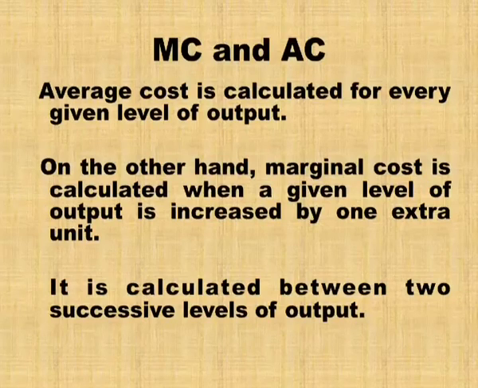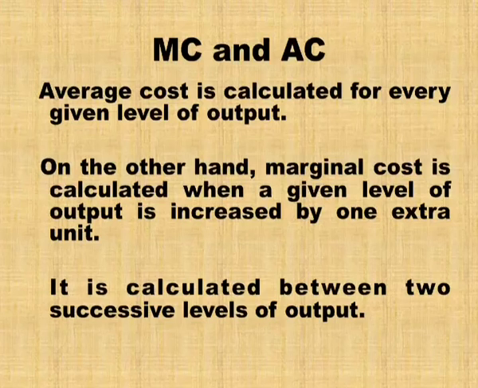From this we can say that average cost is calculated for every given level of output. On the other hand, marginal cost is calculated when a given level of output is increased by 1 unit. That is, marginal cost is calculated between two successive levels of output.